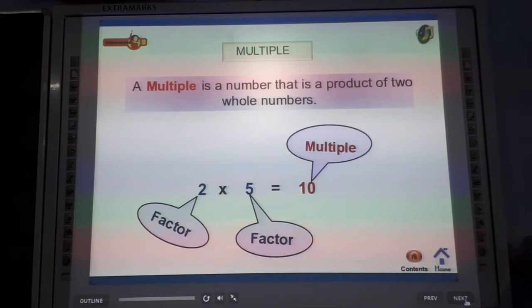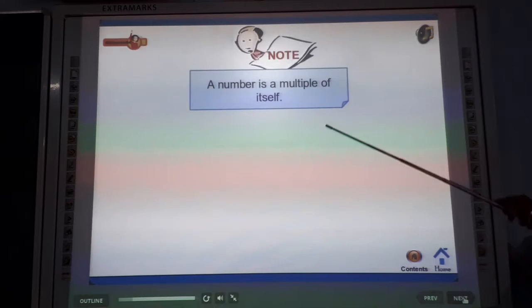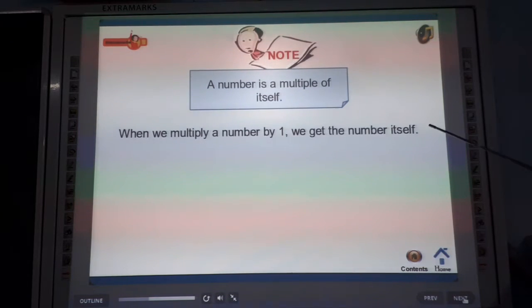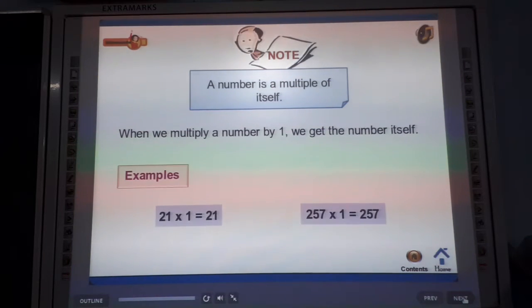Now next, a number is a multiple of itself. When we multiply a number by 1, we get the number itself. For example, 21 times 1 is 21, 257 times 1 is 257.